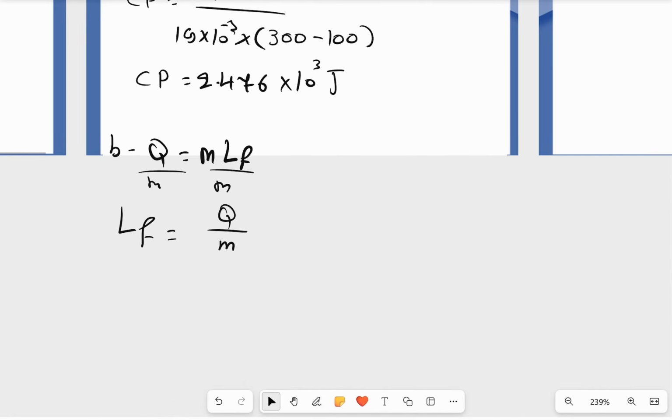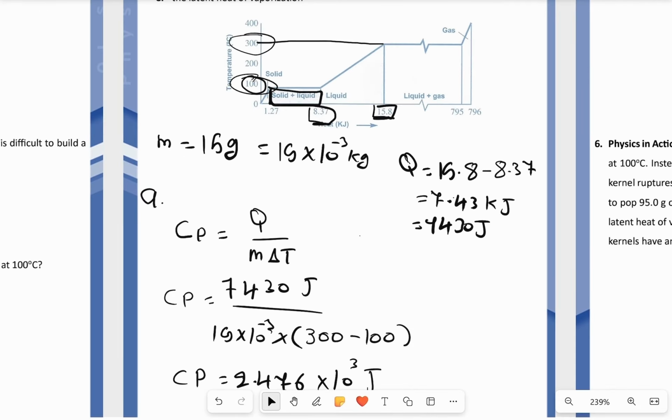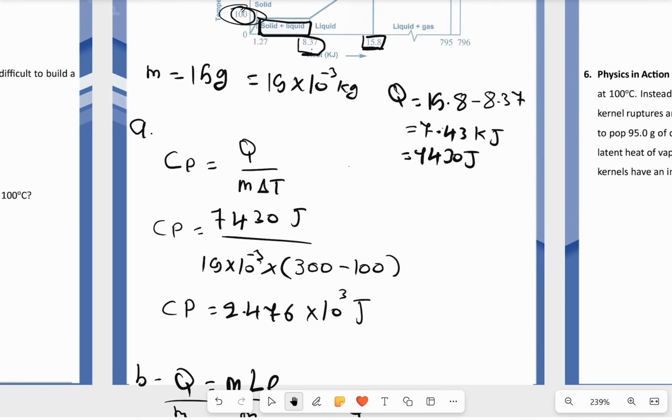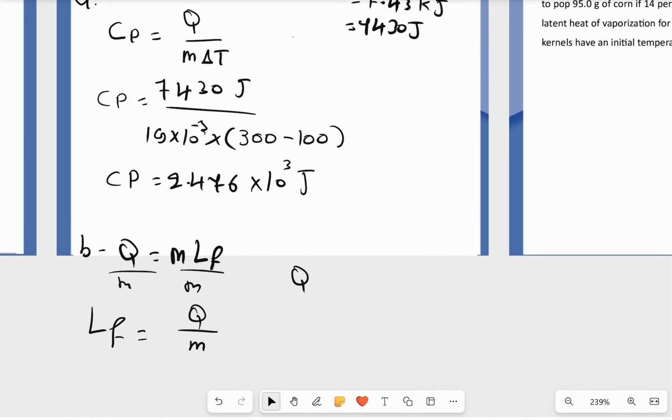For Q, what are we going to do? Q is going to be this one, 8.37 minus 1.27, and you should get 7.1 kilojoules. Change it to joules. It's going to be 7.1 times 10 to the power of 3 joules.